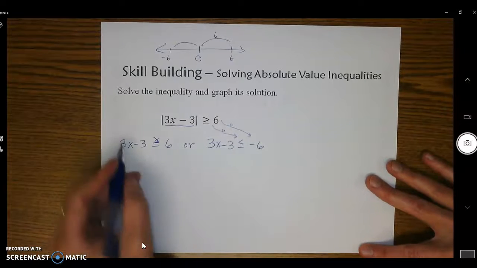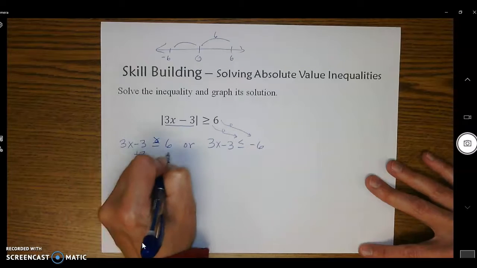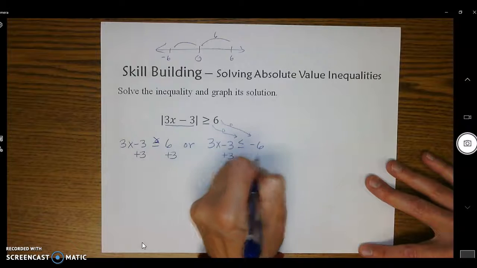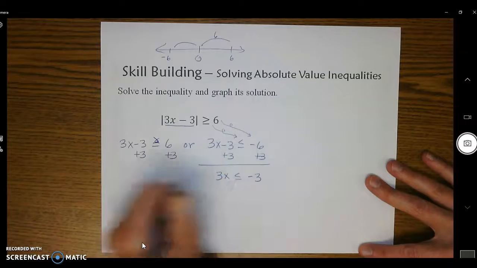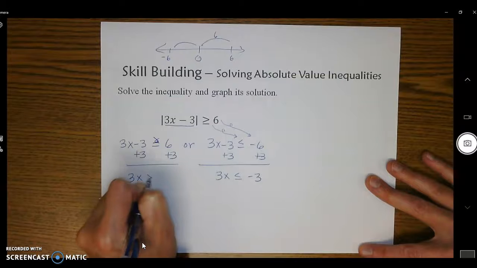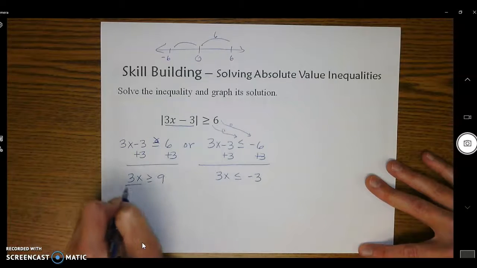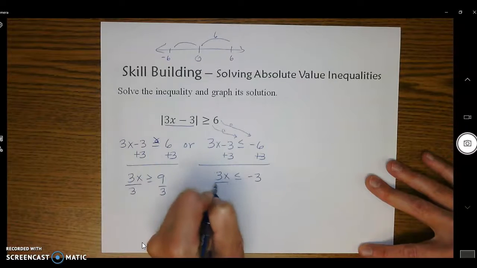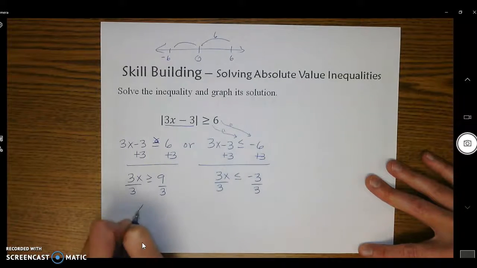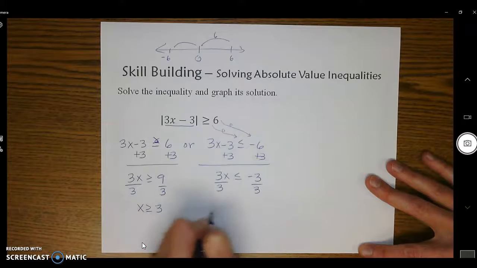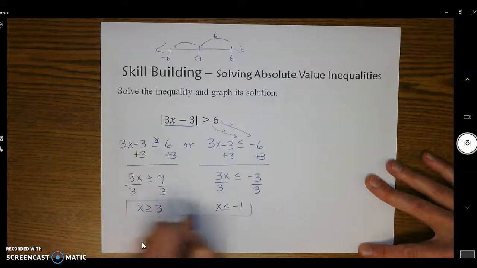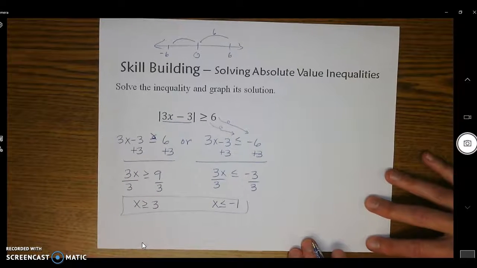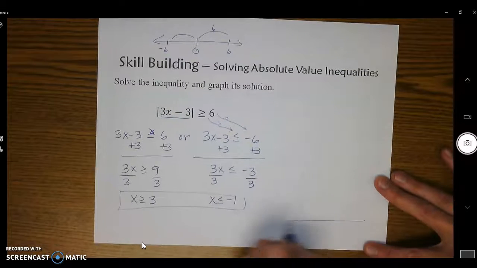All right, let's check this one out. So we actually have to do two problems. 3x is less than or equal to -3. 3x is greater than or equal to 9. Divide everybody by 3. So there's the solution for it. We're going to also graph it on the number line.